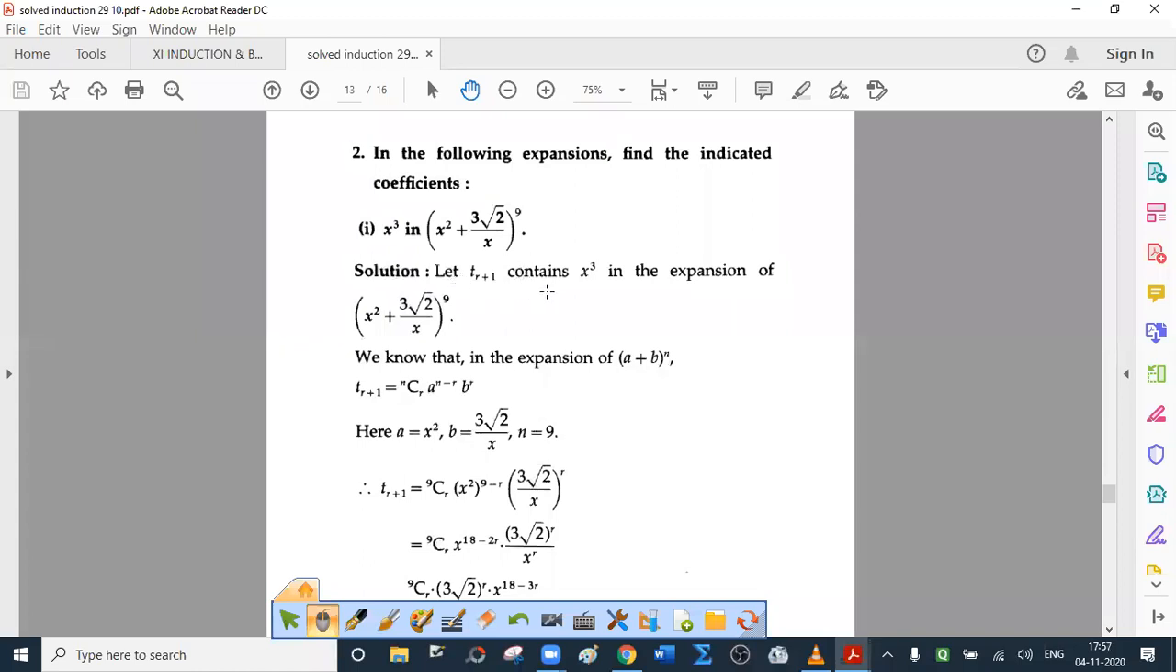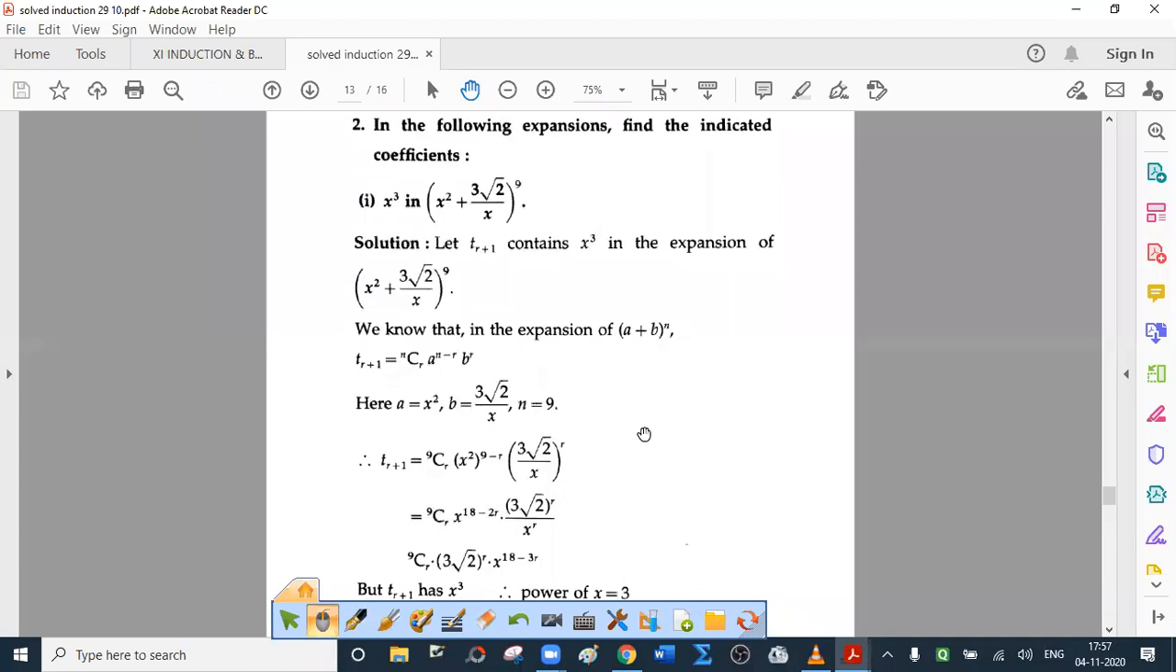We begin with, let me explain first, don't write. Let T(r+1) contain x³ in the expansion of this. But what is T(r+1)? We know that T(r+1) equals nCr a^(n−r) b^r. Okay. So what is T(r+1) here? 9Cr, (x²)^(9−r), (3√2/x)^r.